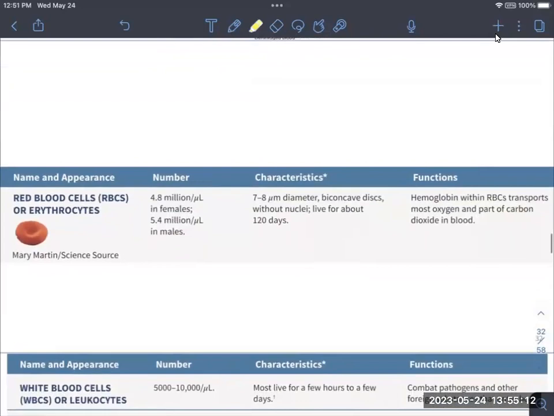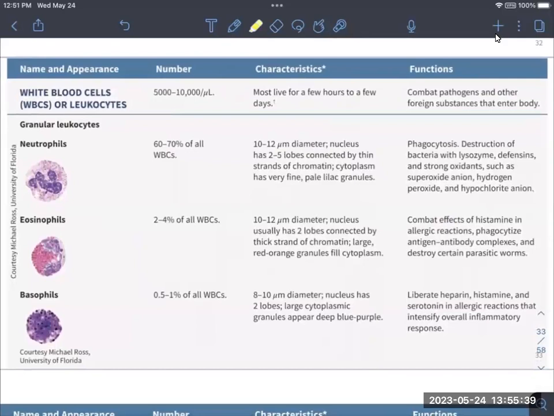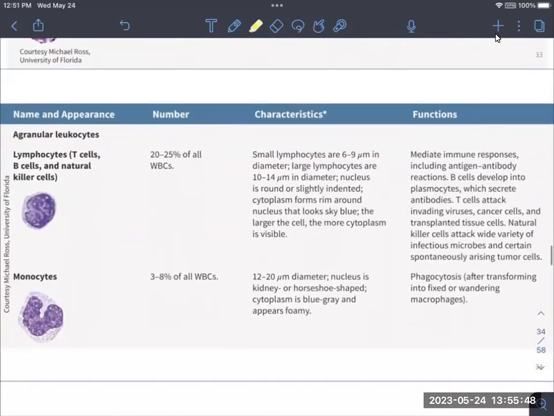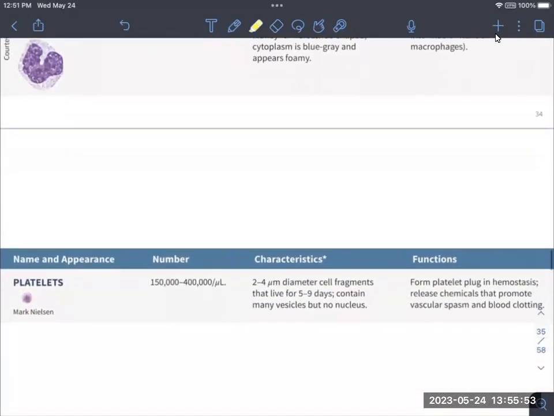So these are the charts from the textbook that go through each of the different types of blood cells. We have our red blood cells. Females usually have 4.8, males usually have 5.4. Those are just averages. They live for about 120 days and they have that hemoglobin that transports oxygen and carbon dioxide. We have these white blood cells, those neutrophils, eosinophils, basophils, each of their roles, those lymphocytes and monocytes, what they do in our system, and then those platelets.